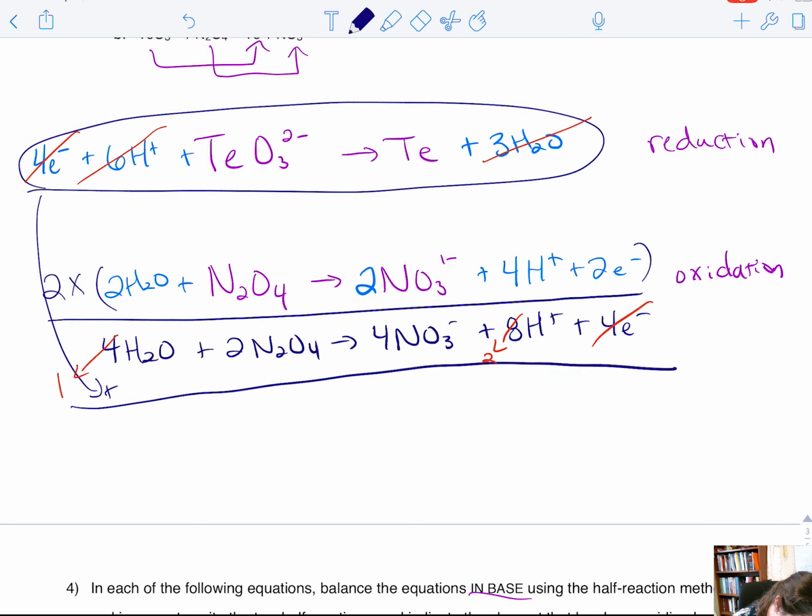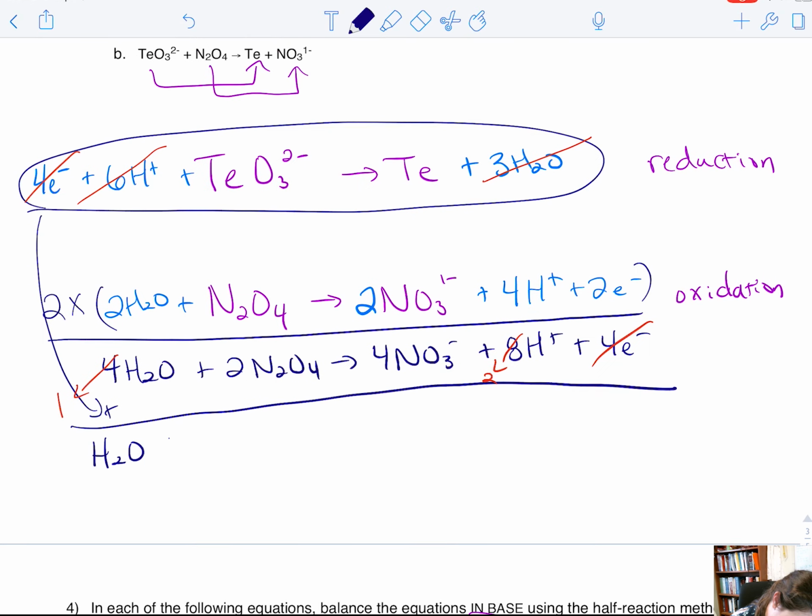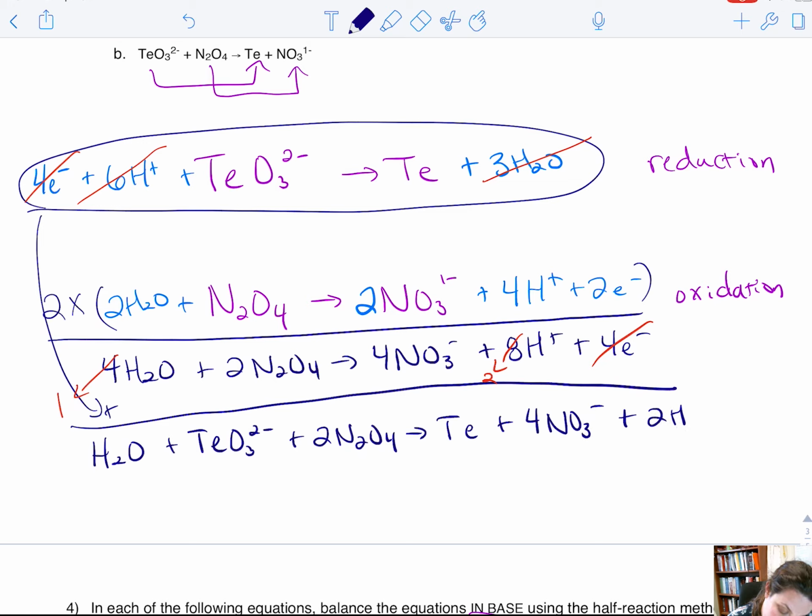So we have H2O plus TeO3 2 minus plus 2N2O4 goes to Te plus 4NO3 minus plus 2H plus. We're in acid, so it's fine that we have H pluses, and all of our elements are balanced. So we are done there.